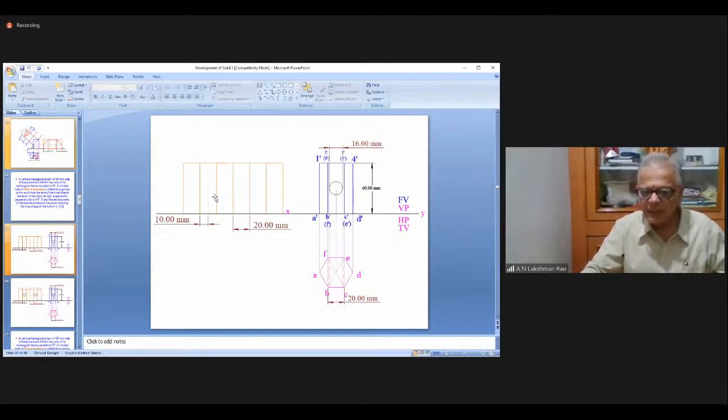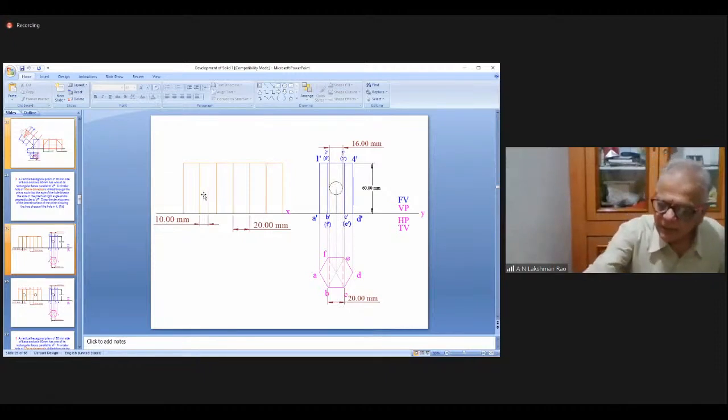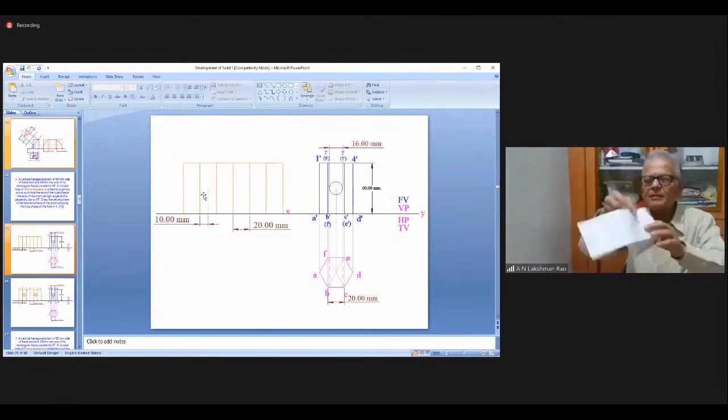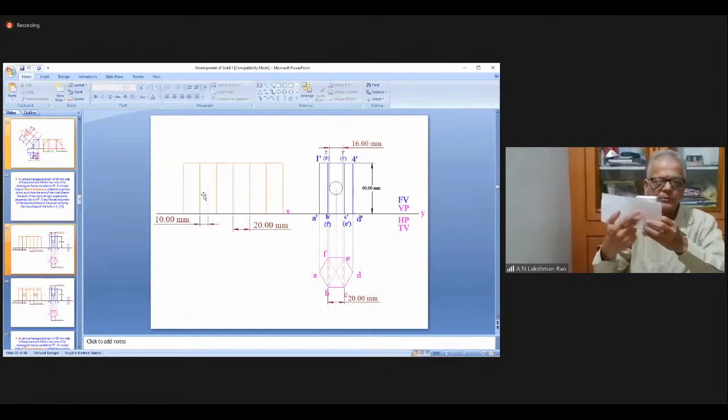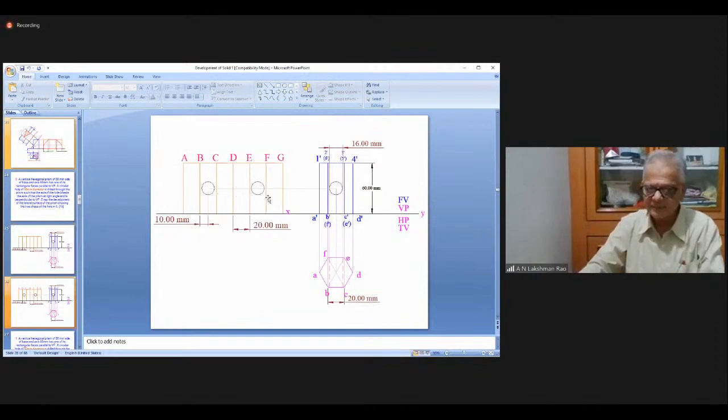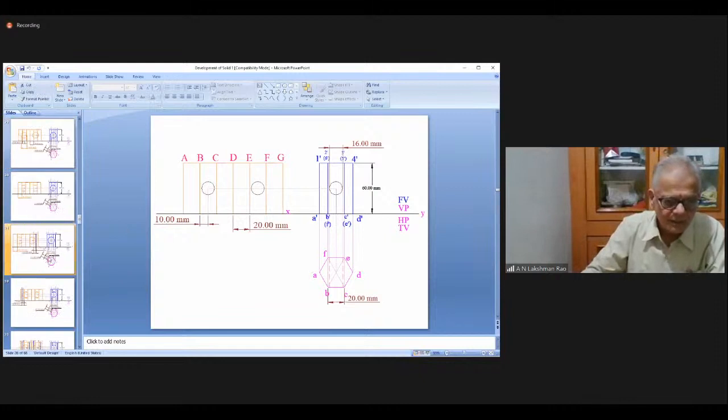Therefore, in the development, suppose there is a hole here. In the development also, you should have a hole. There is no area that I am marking here. Now, let me go to a slightly difficult problem.